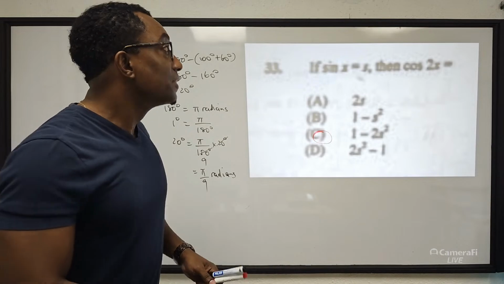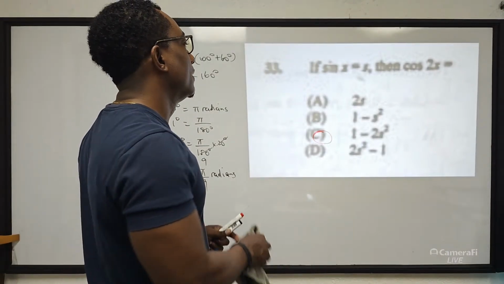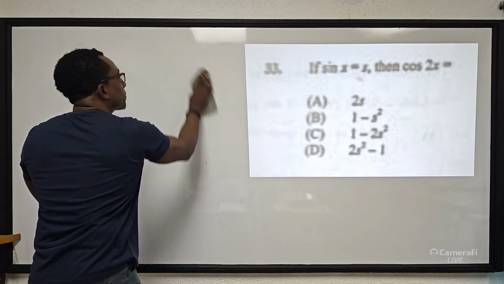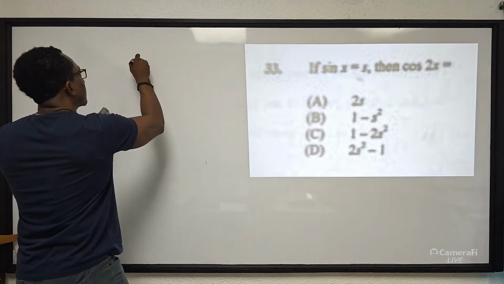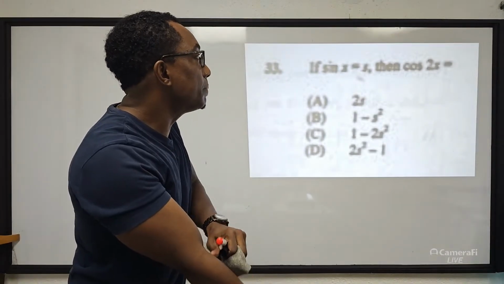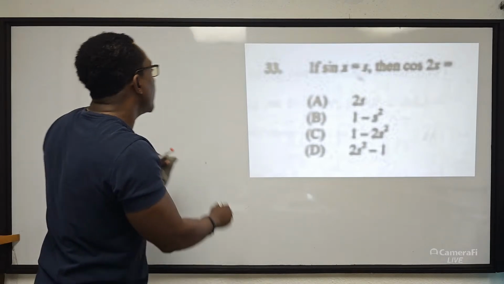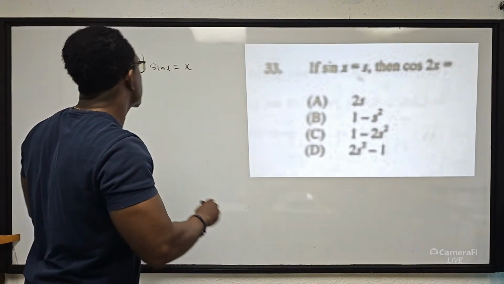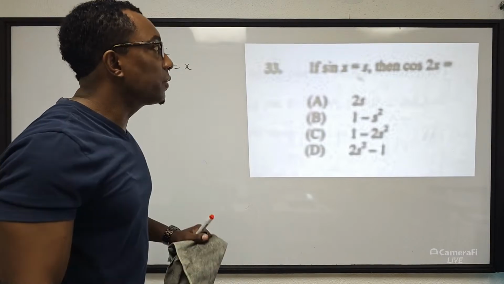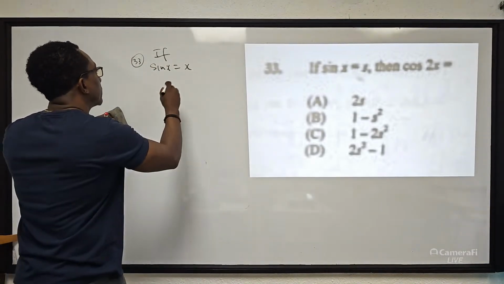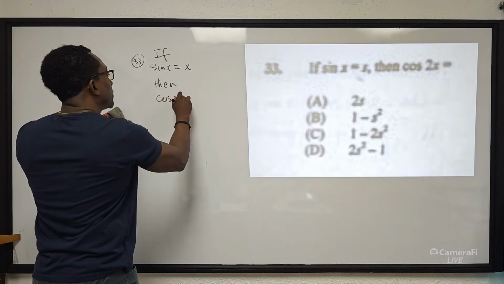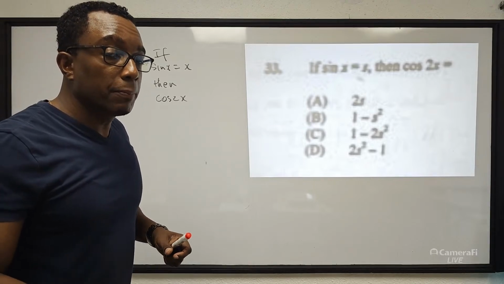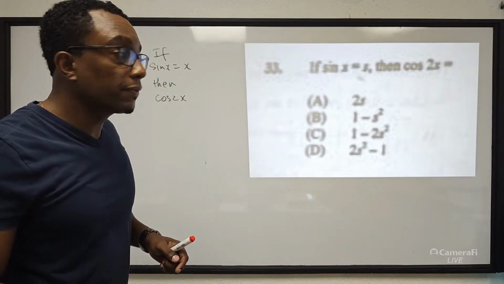That is very blurred. For 33, that should be sine 2x, sine x. If sine x is equal to x, then what is cos 2x? Good? So cos 2x is a multiple angle, and a very important multiple angle. There are 3 representations for cos 2x.